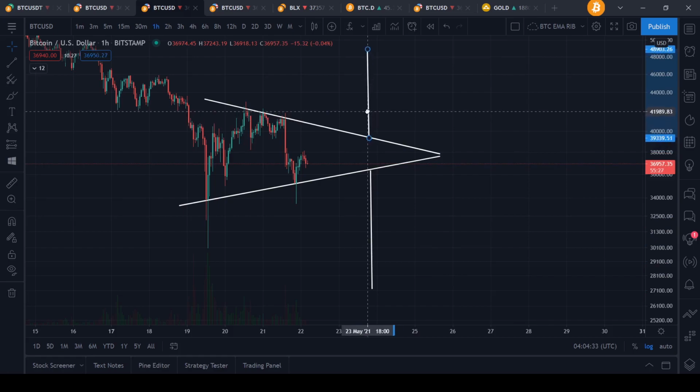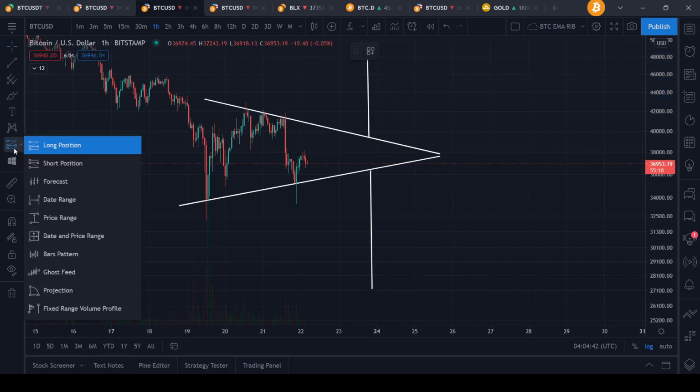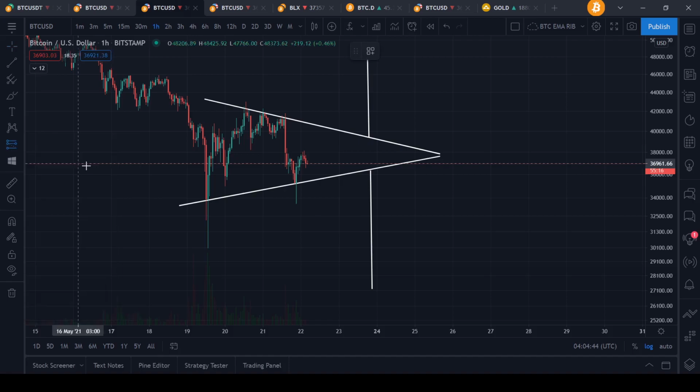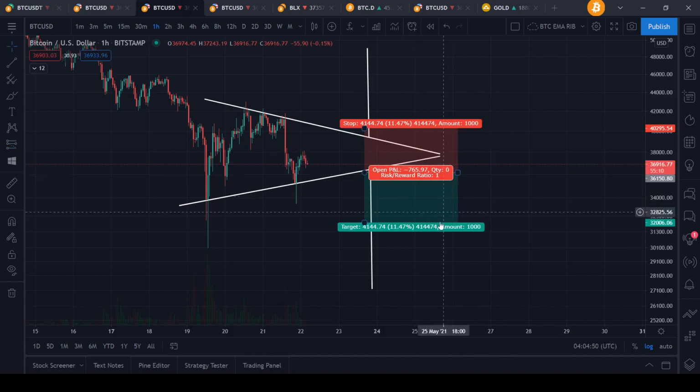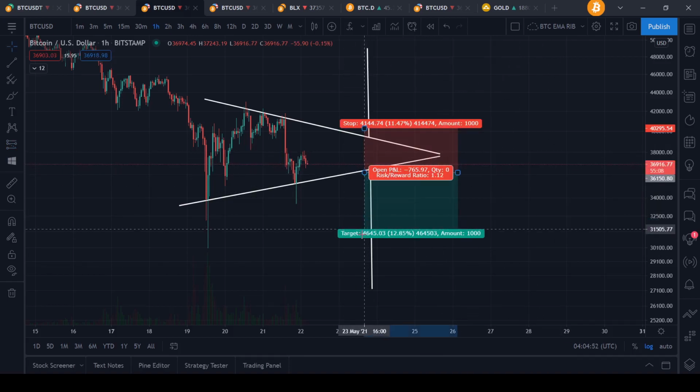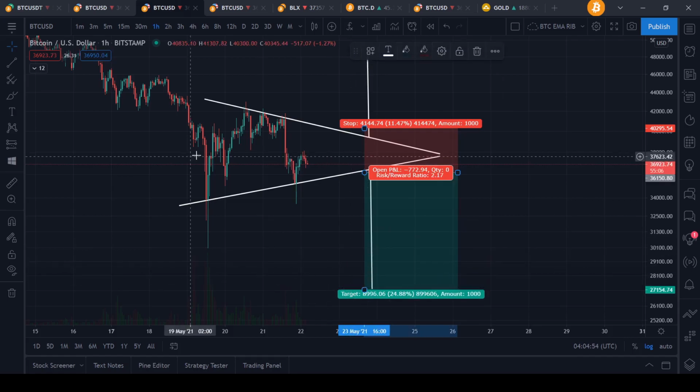Now let's say, since now we're in a downtrend, it's going to break down to the downside. So you want to go over here to the tools and choose short position, right? And now you're just going to click there. Now for a short position, the target would be all the way down here. If this pattern were to play out, it would be a 24% drop, right?